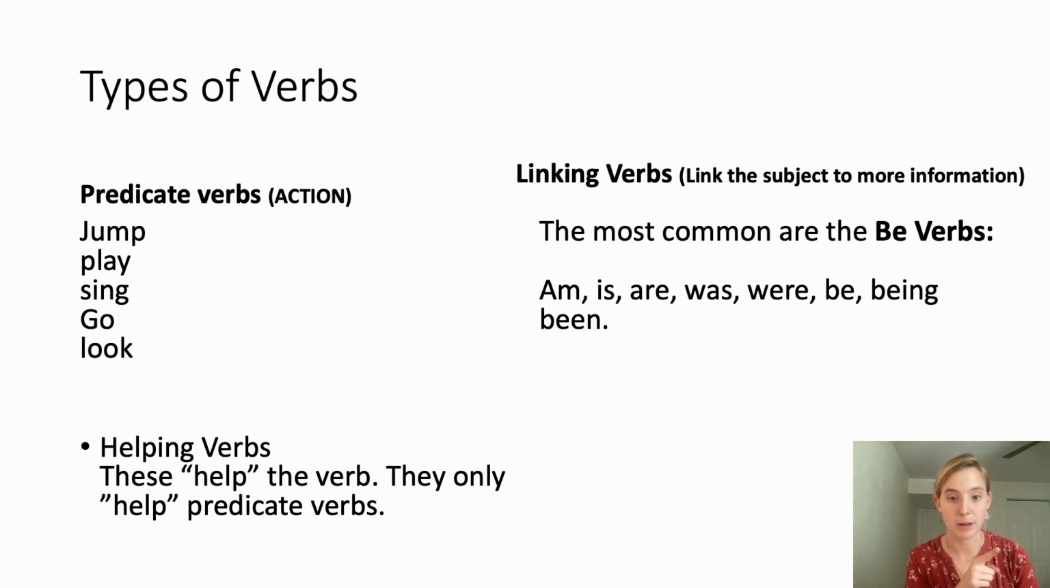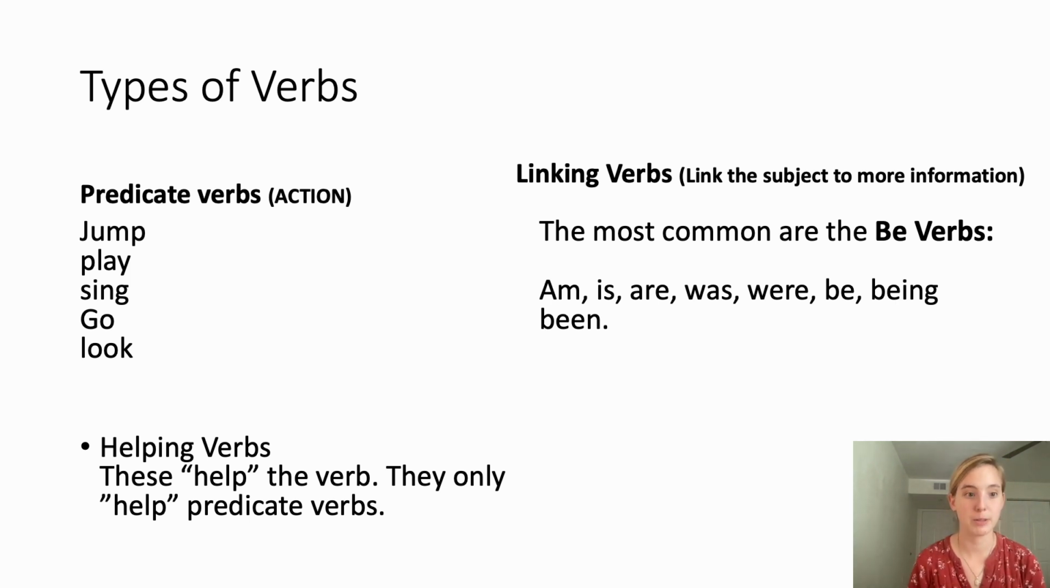Helping verbs, I talked about them on a prior slide. Helping verbs help predicate verbs. Some common ones are am, is, are, was, were, be, being, been, has, had, do, did, does, may, might, must, should, would, could, shall, will, and can. A full list of those can be found on page 11 of Well-Ordered Language 3A.